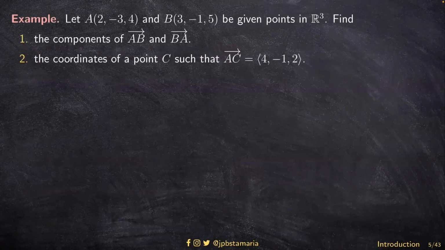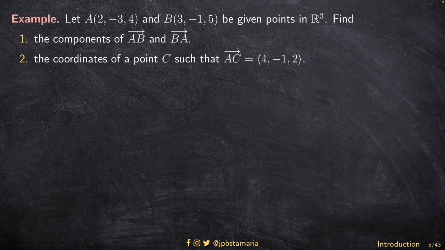Let's say the point A has the following coordinates, 2, -3, and 4. B has coordinates 3, -1, and 5. So find the components of the vector arrows AB and BA. Now take note that AB is different from BA, because in the vector AB, A is the initial point while B is the terminal point. On the other hand, for BA, it is reversed. Also, let's find the coordinates of the point C such that the vector AC has components 4, -1, and 2.